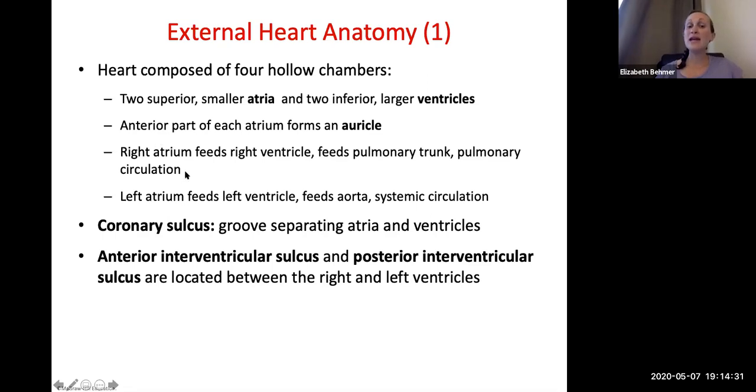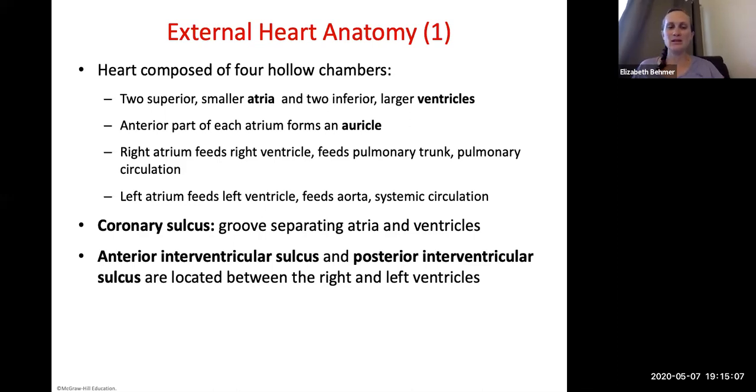The right atrium will lead into your right ventricle, which leads into your pulmonary trunk, and your left atrium feeds into your left ventricle, which leads into the aorta. We have a coronary sulcus, which is a groove separating the atria and ventricles, and I'll show you what that looks like. And then we have other sulci. Whenever we see the word sulci, if you remember from the nervous system, that just means a groove within or between something. So we have an anterior and a posterior interventricular sulcus located between right and left ventricles.